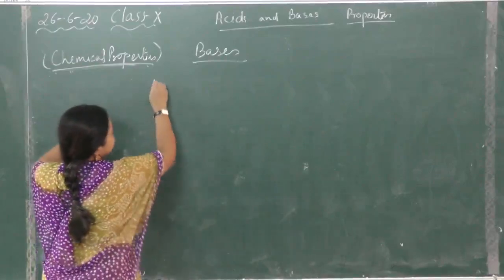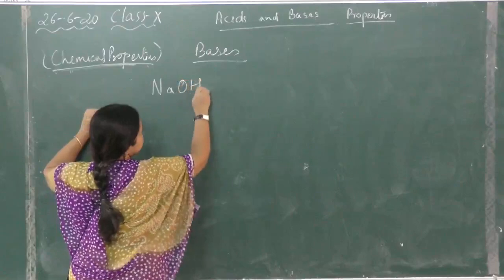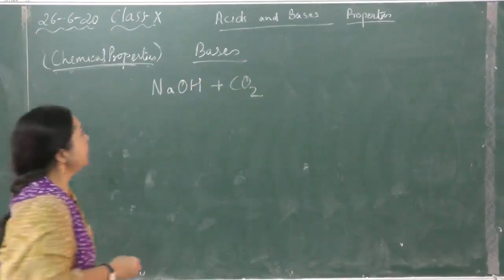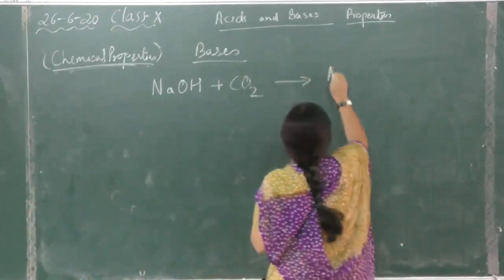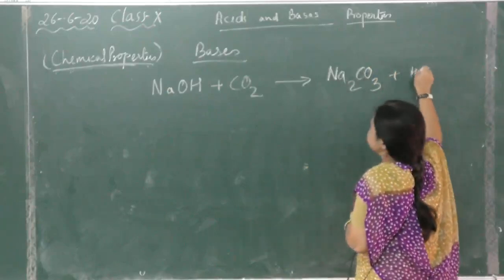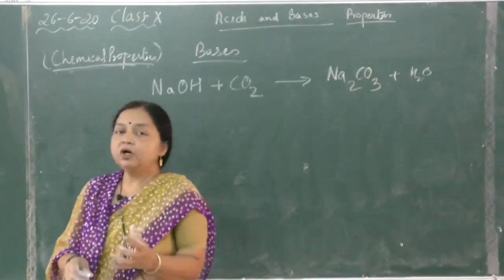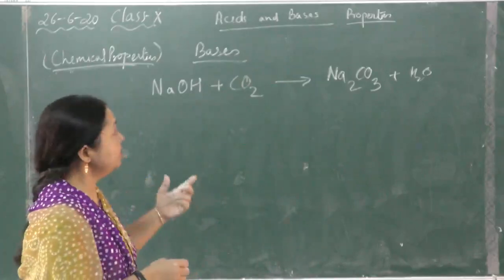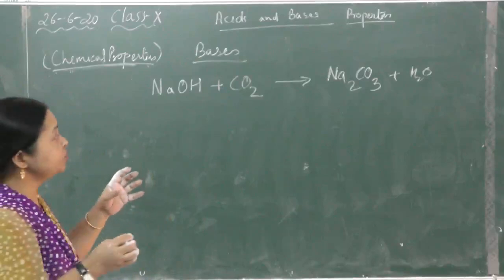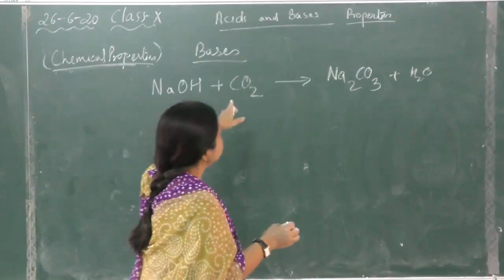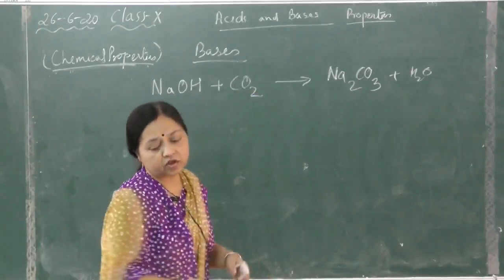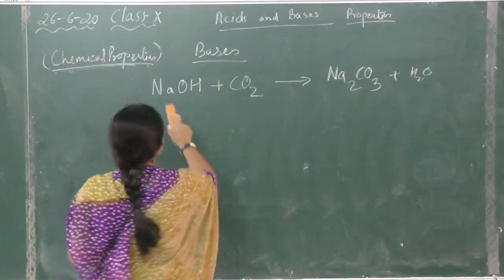Another important property is that caustic alkalis absorb carbon dioxide to form sodium carbonate, Na2CO3, and water, H2O. So it can absorb carbon dioxide. That is why it is used in soda lime, to absorb moisture and to remove carbon dioxide from any mixture of gases. Caustic soda is used for removal of CO2.